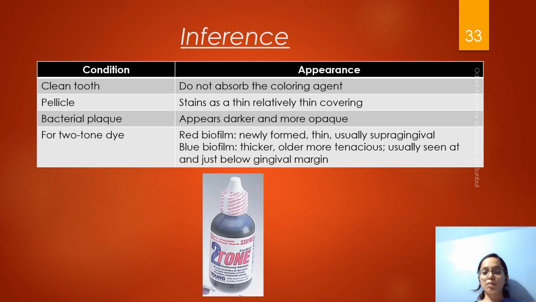So if the tooth comes out totally clean, it means the coloring agent was not absorbed. If there's pellicle, then there is a very thin stain which will be there. If there's plaque, then there will be darker, more opaque areas. And if the two-tone dye is used, then the red one, a red biofilm, will tell us about the newly formed plaque, and the blue one will tell you about the older tenacious plaque, okay, below the subgingival margins.